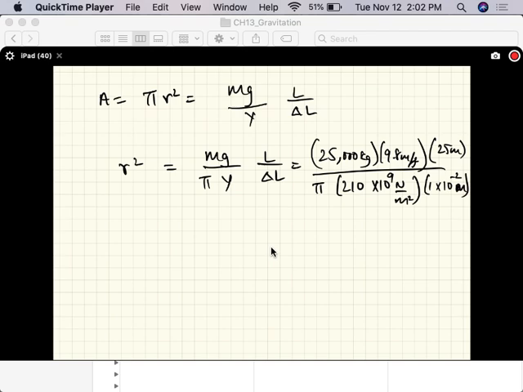All right. So r squared is, let's take care of powers of 10. This is 10 to the minus 7, and then we'll kill 3. That's 10 to the 4. We'll bring 10 to the 4 up. So 25 into 9.8 into 25 into 10 to the minus 4 meters, over pi into 210. Okay, that's it.